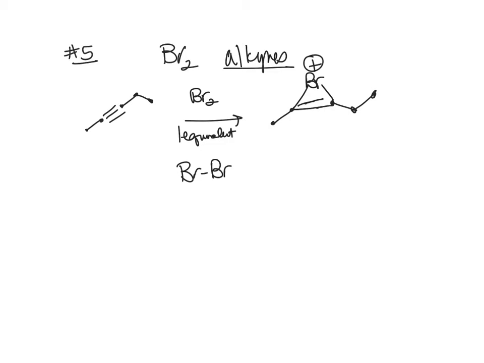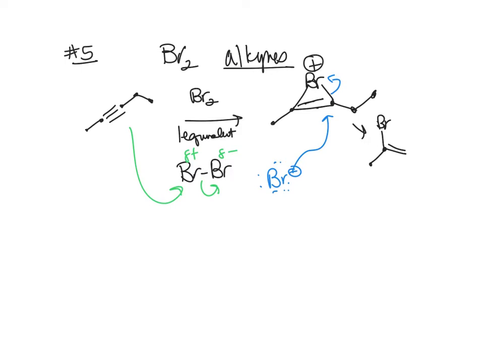So you're going to get this intermediate, and then you can imagine this would come in. Remember, it polarizes this, and so now we have the Br minus. It's going to hang out with the plus, and then it's going to come in and open it, and then you're going to get a double bond, but you'll get Br. You get Br. They're anti. Okay, so this is anti-addition.